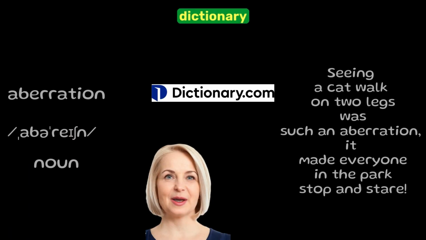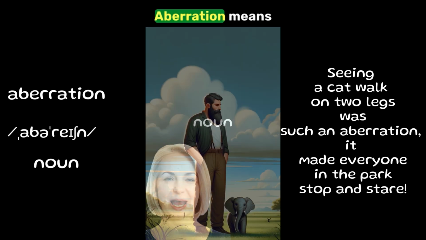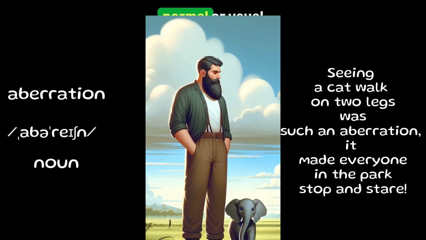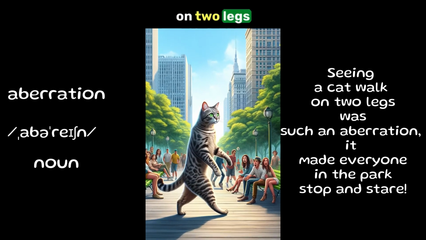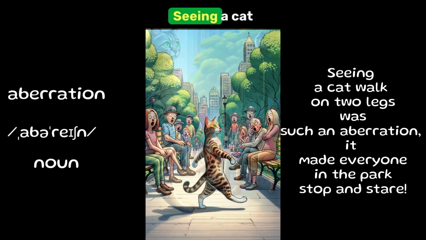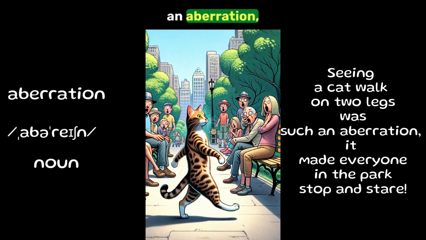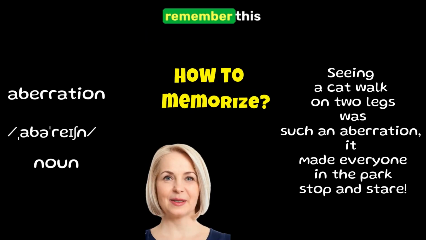Word of the day from dictionary.com is aberration. Aberration is a noun. Aberration means something that is not normal or usual. For example, seeing a cat walk on two legs was such an aberration it made everyone in the park stop and stare. Any tricks to remember this word?